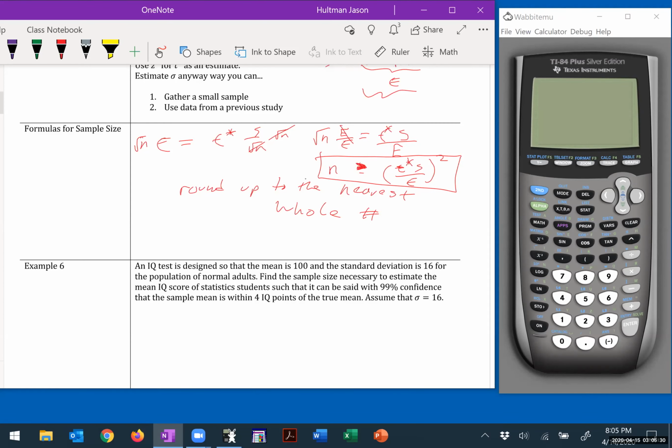Now, this is if sigma is not known. Sigma is unknown. Then what if sigma is known? If sigma is known, then N is greater than or equal to Z star sigma over E, squared. I just changed the S to the sigma and the T star to the Z star.